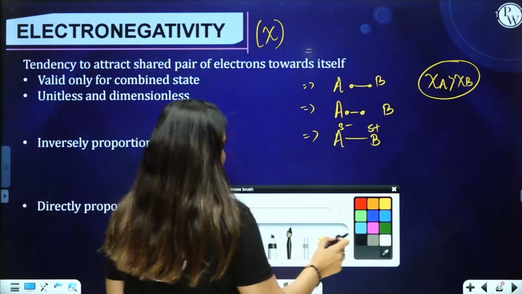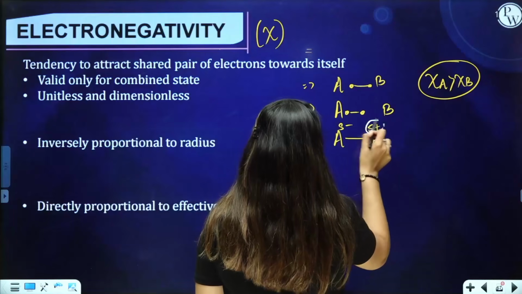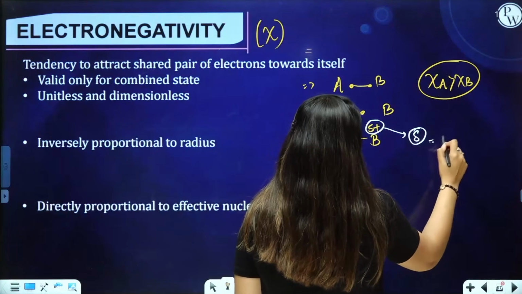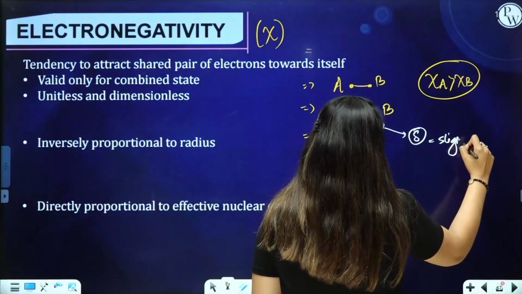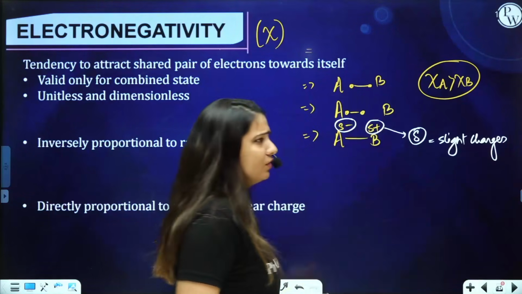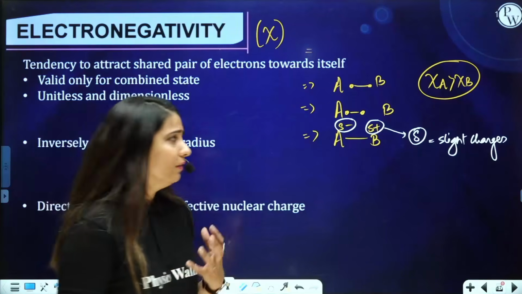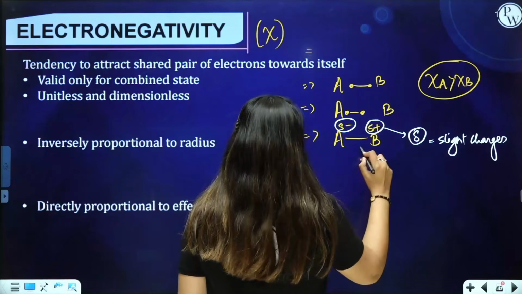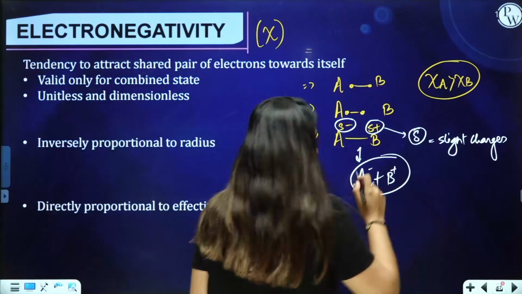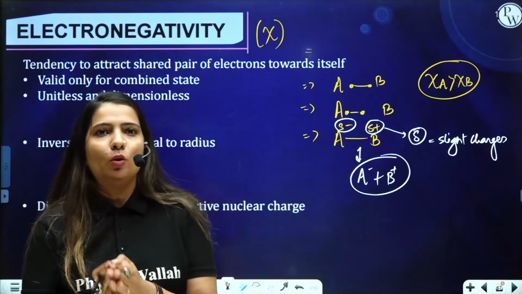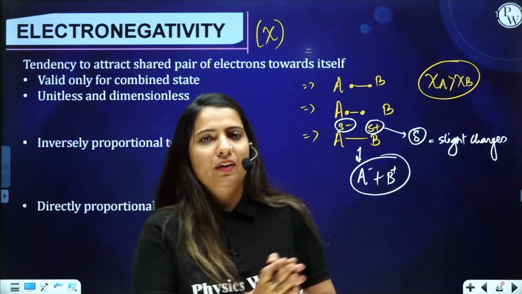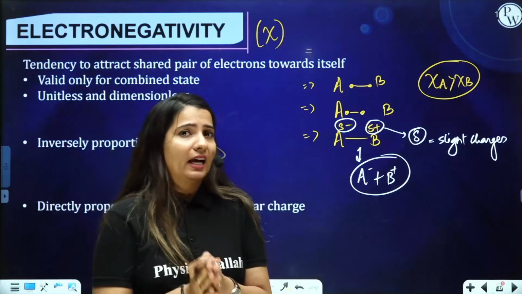See, what do you mean by this del negative and del positive? This del represents slight charges. There is a slight charge which is created due to the difference in the electronegativities. But if you break this, you will get A negative plus B positive. Electronegativity is required because when you break the bond, you do not know where to keep the negative charge and where to keep the positive charge, specifically in organic chemistry.